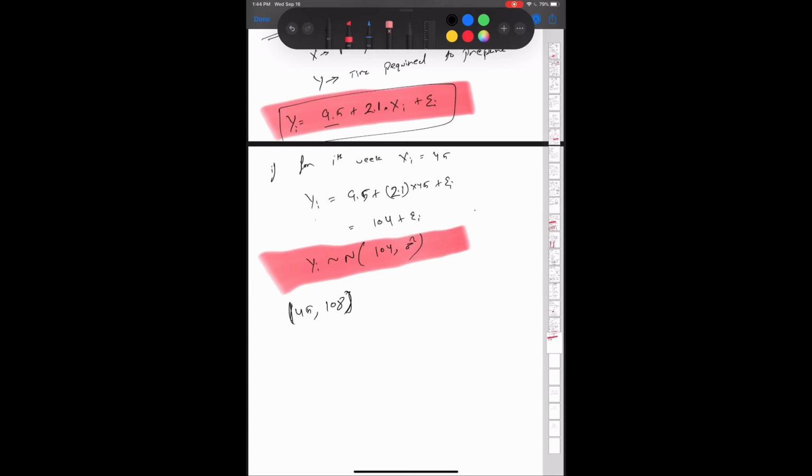So then you will know that epsilon i for that week is 108 minus 104, so it's 4.